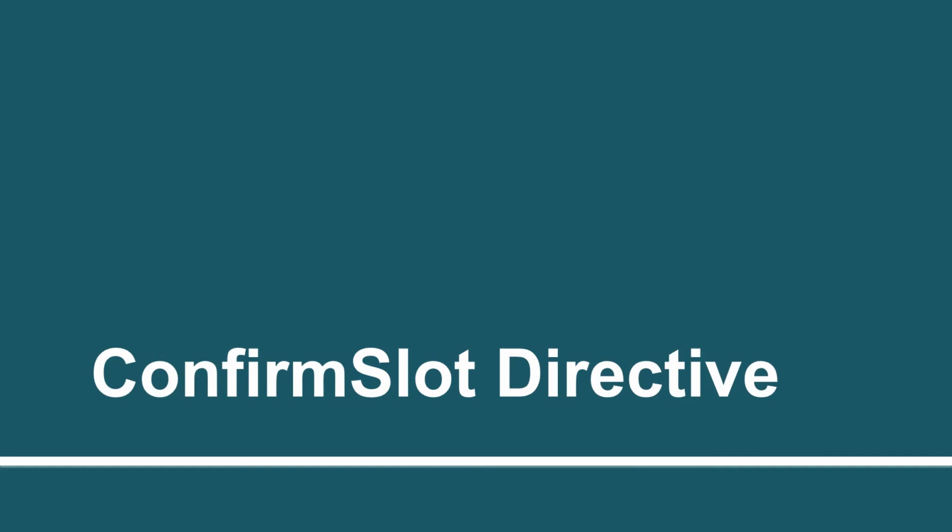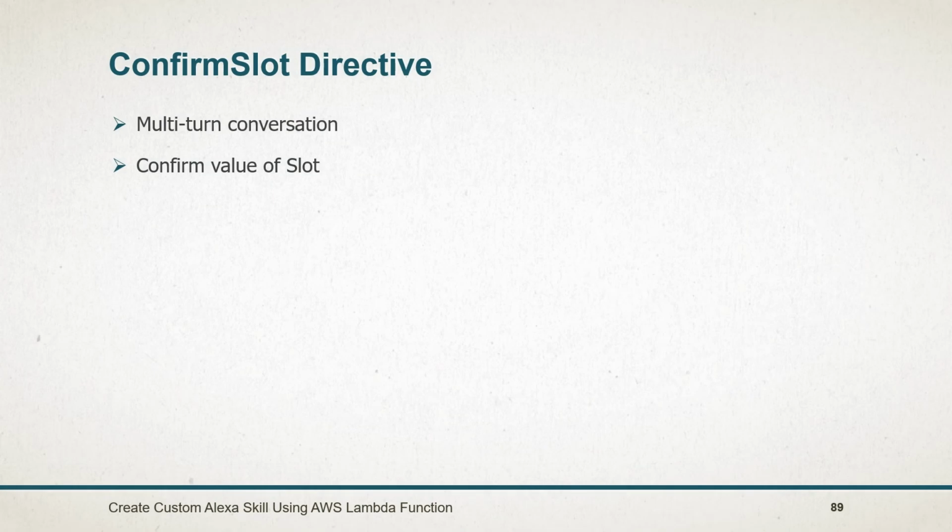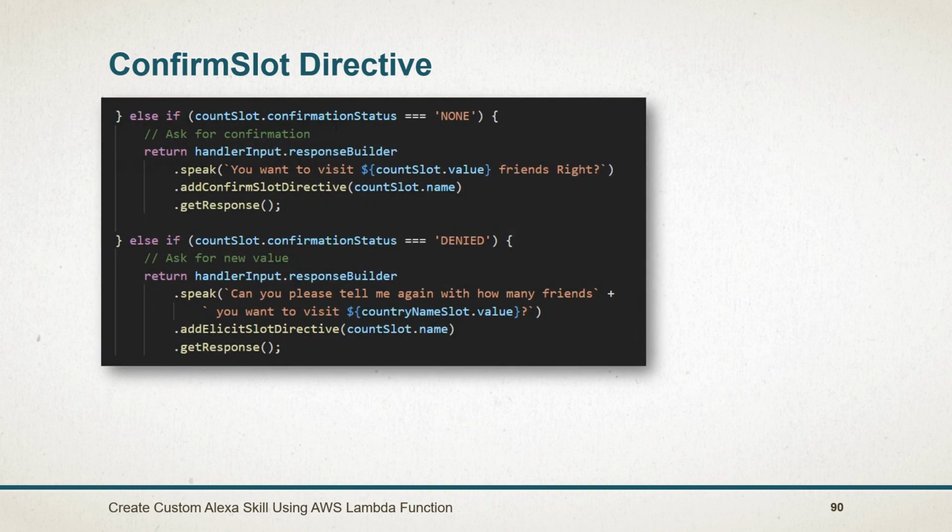Let us see what we have learned in this session. The confirm slot directive is used to provide confirmation for slot value. Here is an example that we have created. When confirmation status is none, we have used the add confirm slot directive for confirmation. When the user denies confirmation, we will ask for a new value using the elicit slot directive.